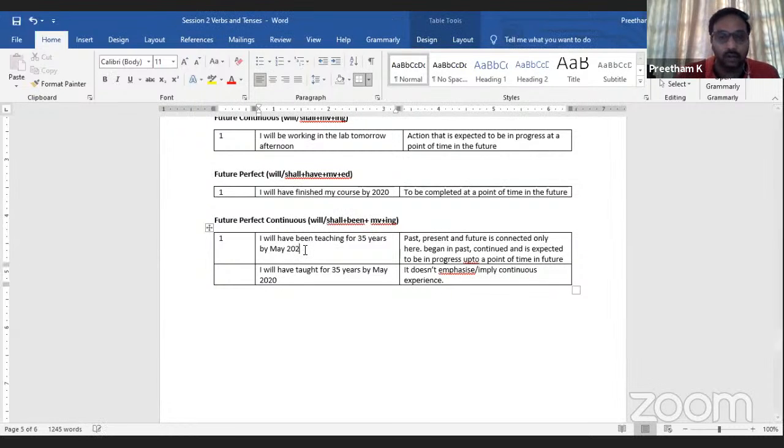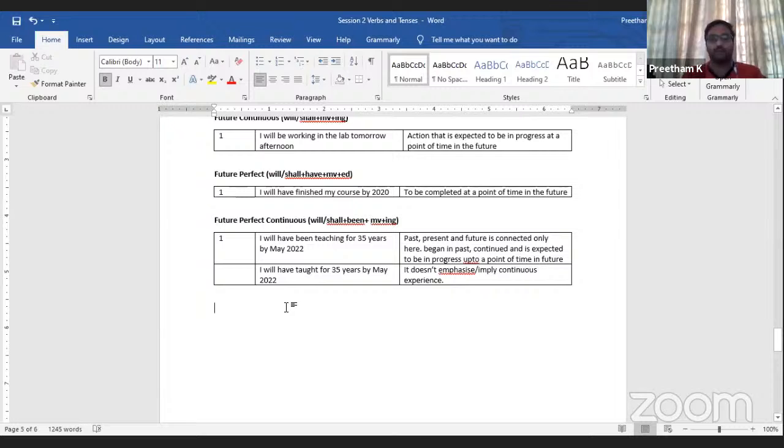So I'll make it 2022 for you people to understand, and for future date we are using it for a future reference. Past, present, and future is connected only here. Began in past, continued, and is expected to be in progress up to a point of time in future. Then the second example, I will have taught for 35 years by May 2022. It does not emphasize or imply continuous experience.